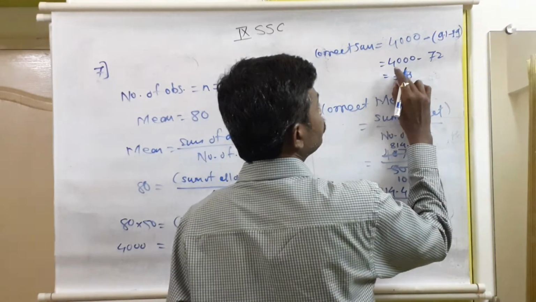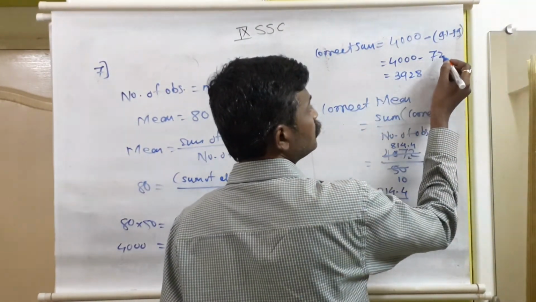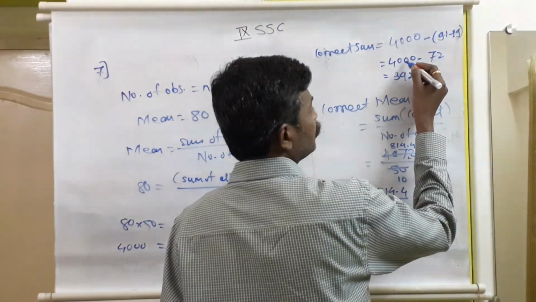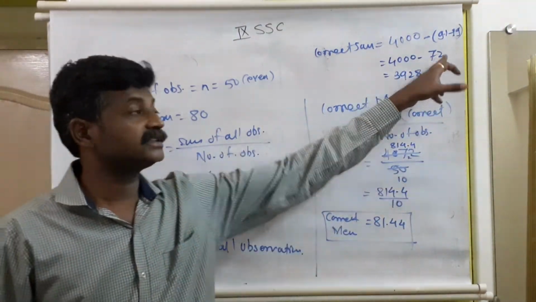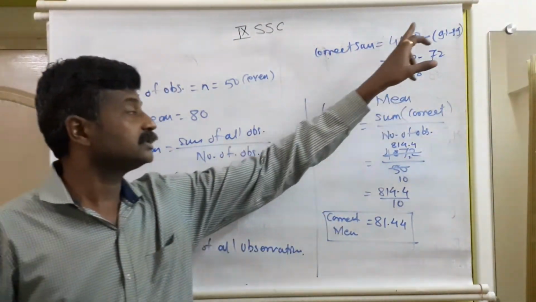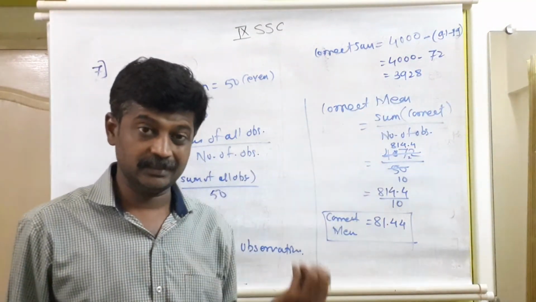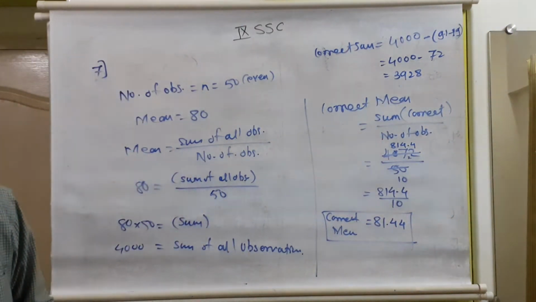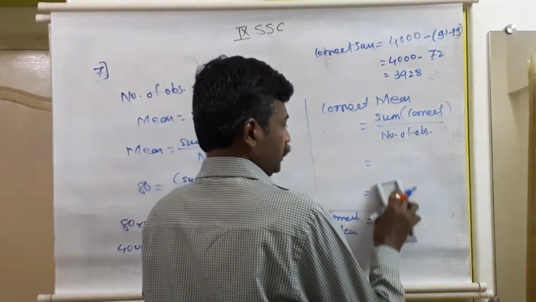3928, I think. 3928. See once again, 8 plus 2, 10, 0, carry 1, 7 plus 2, 9 plus 1, 10, 0, carry 1. Yes, correct. 3928 is the correct sum. From where this 72 came? 72 is the difference between 91 and 19, which is considered the wrong observation. Now the correct sum is 3928, not 4072. Okay.